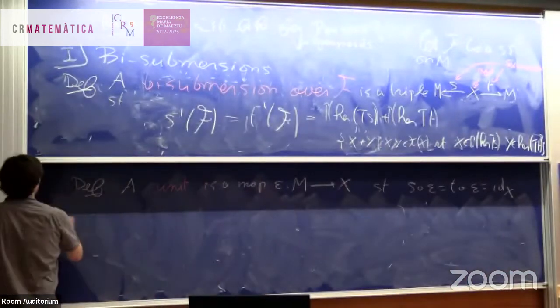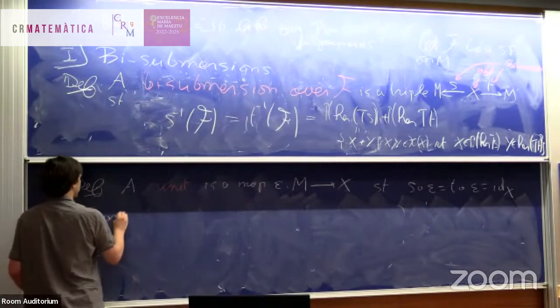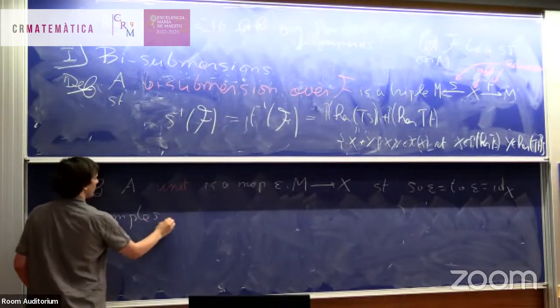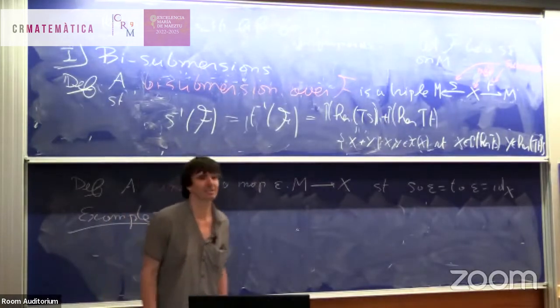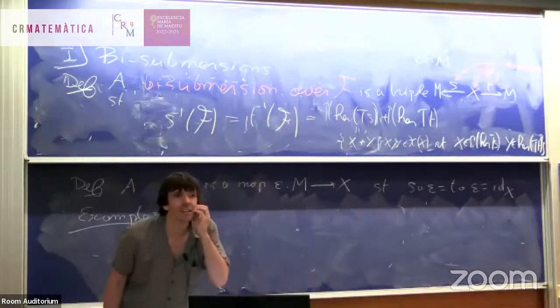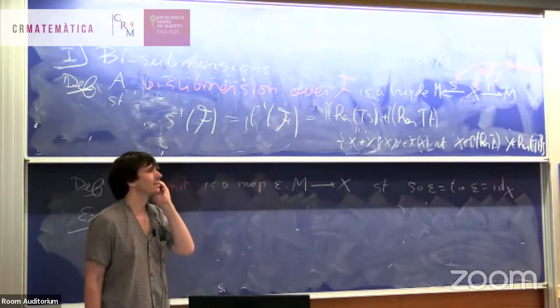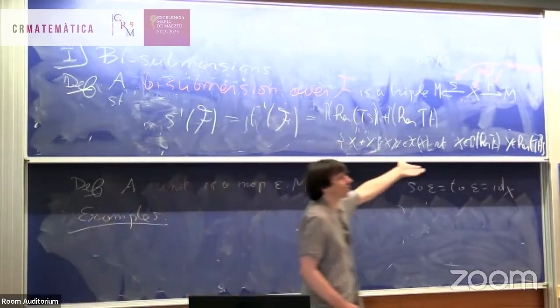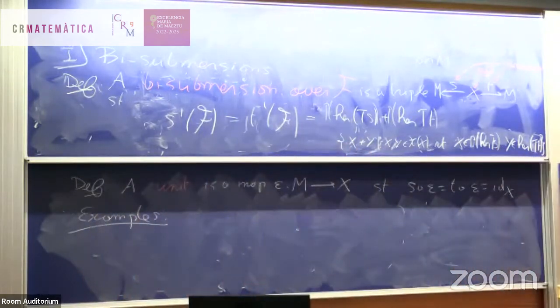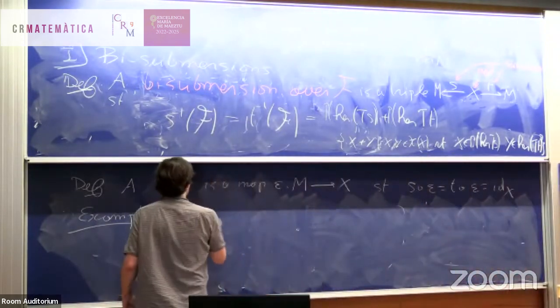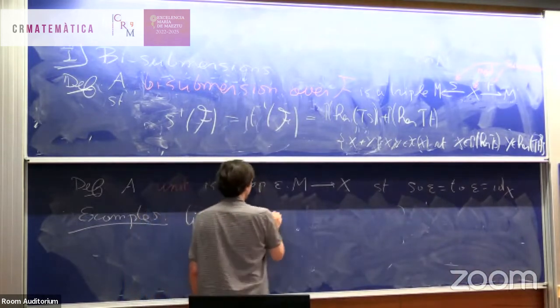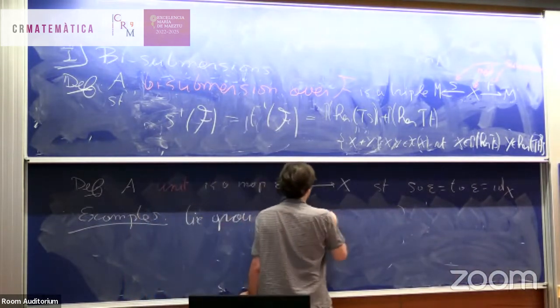So you're probably asking for examples. What was the first example you have in mind that should work? Something which has a source and target and should be a bisubmersion, even with a unit. Groupoids. Lie groupoids are bisubmersions. It's not easy to prove. Good exercise.